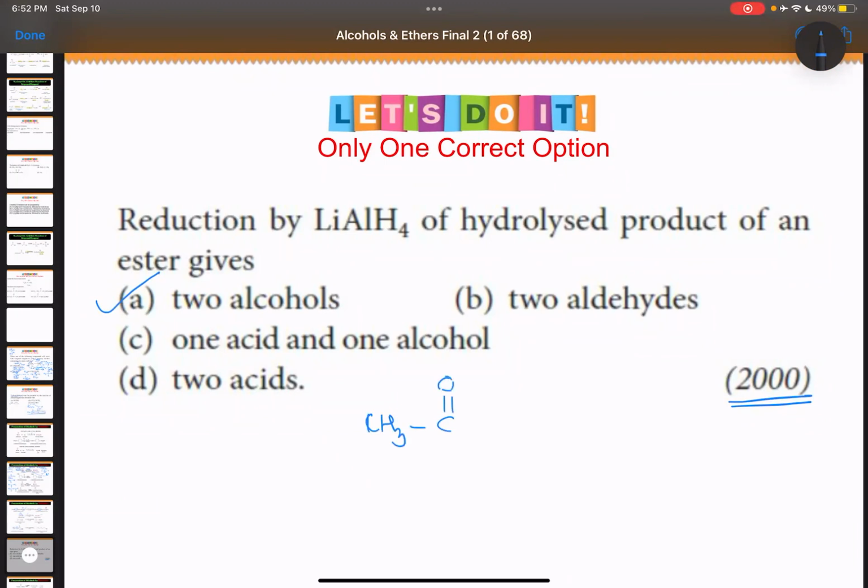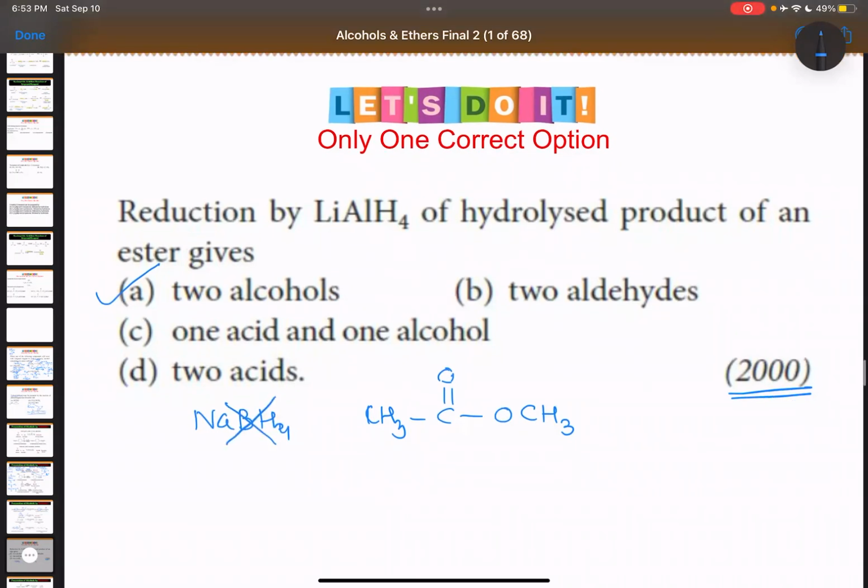Suppose you have CH3COOCH3. So what's the mechanism? First, LiAlH4 actually is... suppose you take NaBH4, the answer would have been no reaction. NaBH4 is mild, so it will not react, it will not reduce.